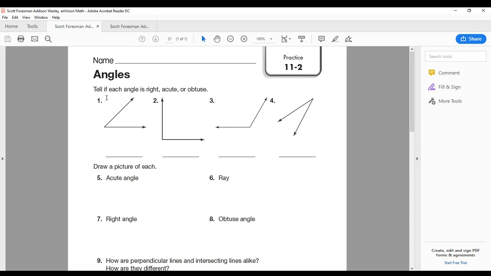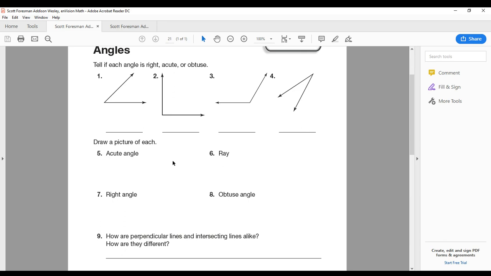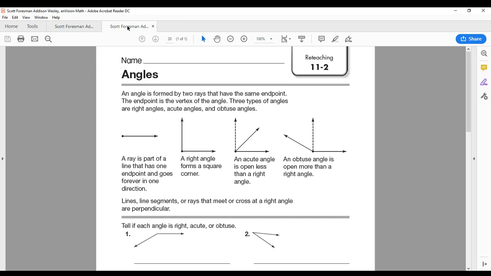So angles. Tell if each angle is right, acute, or obtuse. That's what we're going to do for 1, 2, 3, or 4. For numbers 5, 6, 7, and 8, draw a picture of each. Remember, you can always refer back to reteaching if you need to.